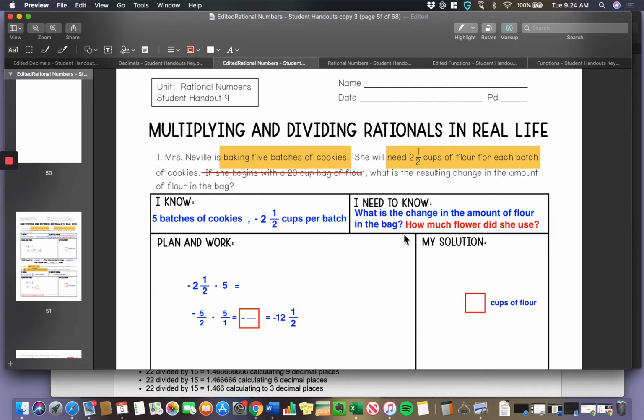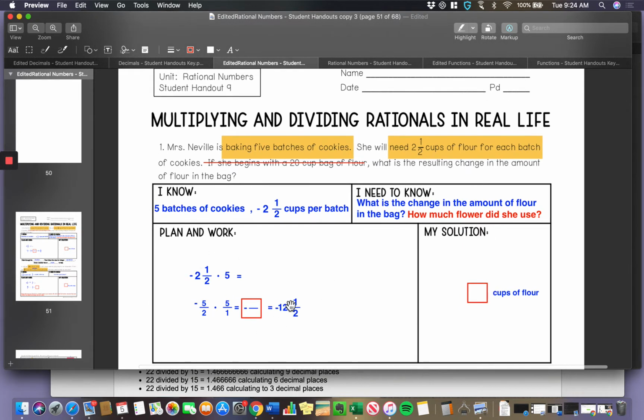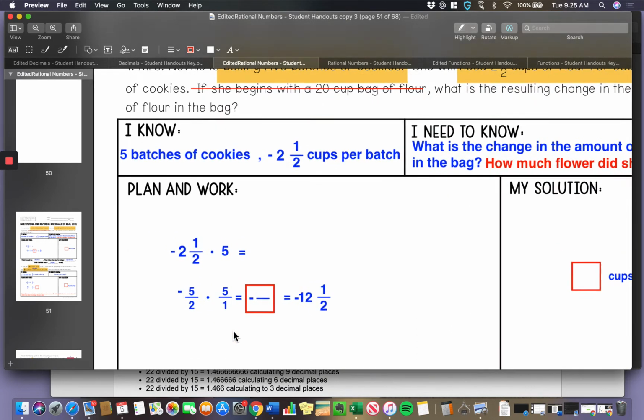Well, really, what they're asking here is how much flour did she use? So I set you up right down here. So we are using negative 2.5 cups of flour times 5 batches. I converted your mixed number to an improper fraction for you, and we're multiplying it by the 5 batches. So remember that a whole number goes over 1.